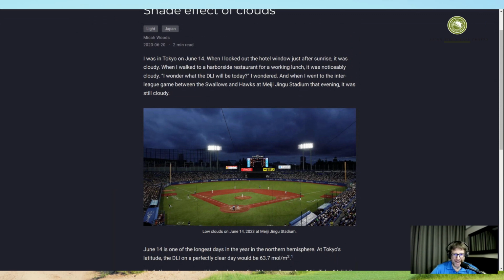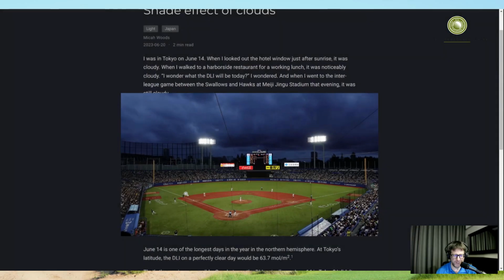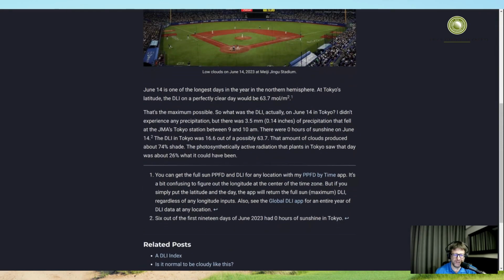Okay, that was a long introduction and a bit of baseball there, and a photo of very low clouds over a famous baseball stadium in Japan. So, June 14th, it's one of the longest days in the year in the Northern Hemisphere, and I checked and found that at Tokyo's latitude, the DLI, which is daily light integral, or the total amount of photosynthetically active radiation that you would expect at that location on a perfectly clear day, that would be 63.7 moles per square meter.